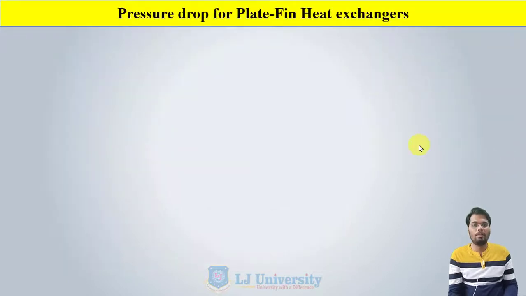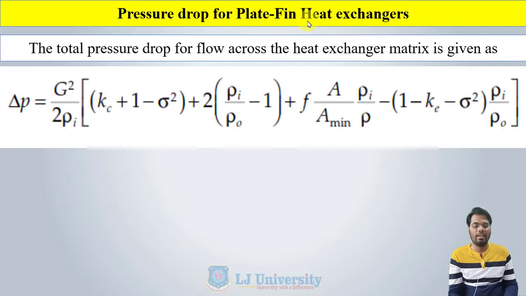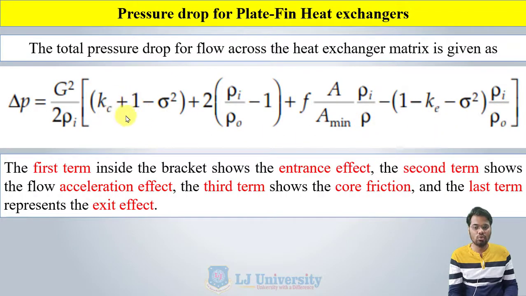And the second equation is for the plate fin heat exchanger. For the plate fin heat exchanger, the equation of the pressure drop is G square upon 2 rho_i, K_c plus 1 minus sigma square plus 2 times (rho_i upon rho_o minus 1) plus f A by A minimum, rho_i upon rho, minus (1 minus K_e) times (rho_i upon rho_o). There are 4 terms. The first term shows the entrance effect. The second term shows the acceleration effect. The third term shows the core friction, and the last term shows the exit effect.